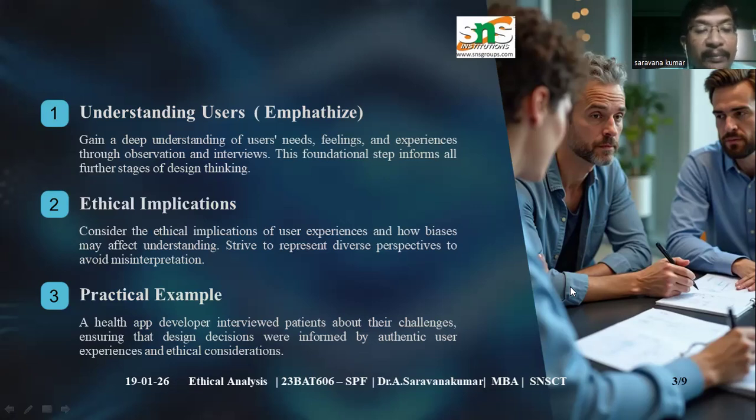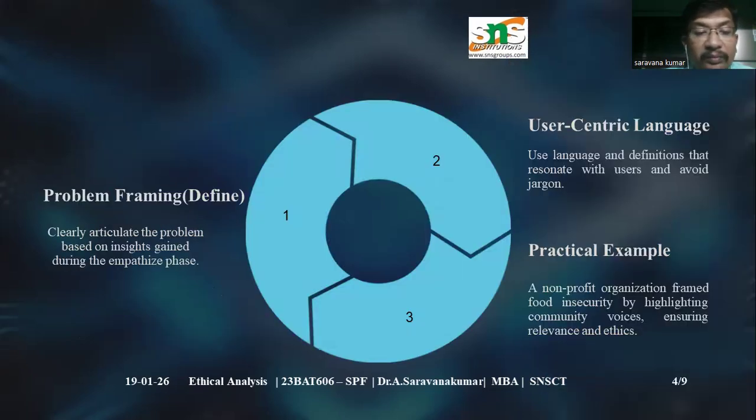A health app developer interviewed patients about their challenges, ensuring that design decisions were informed by authentic user experiences and ethical considerations. Define: clearly articulate the problem. So what is the problem? You have to define clearly based on insights gained during the empathy stage. User-centric approach: use language and definitions that resonate with users and avoid jargon. Practical example: a non-profit organization framed food insecurity by highlighting community voices, ensuring relevance and ethics.